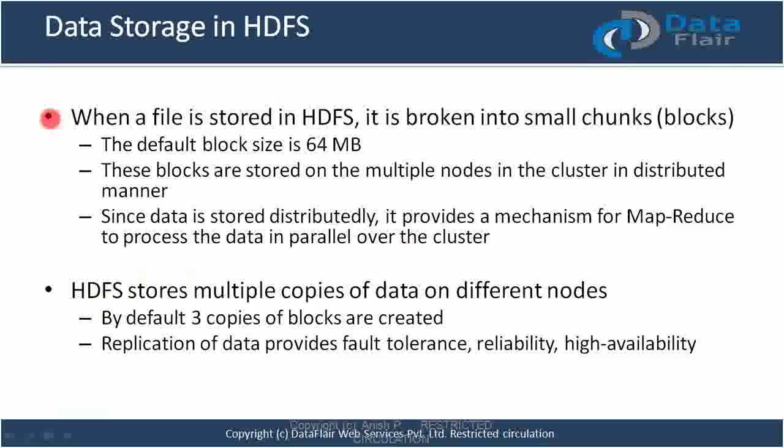Now a few important points. The actual storage pattern of HDFS: what happens when a file is stored in HDFS? It is broken into small chunks. The default block size is 64 MB. These blocks are stored on multiple nodes in the cluster in a distributed manner. Since data is stored in a distributed way, it provides a mechanism for MapReduce to process the data in parallel over the cluster.